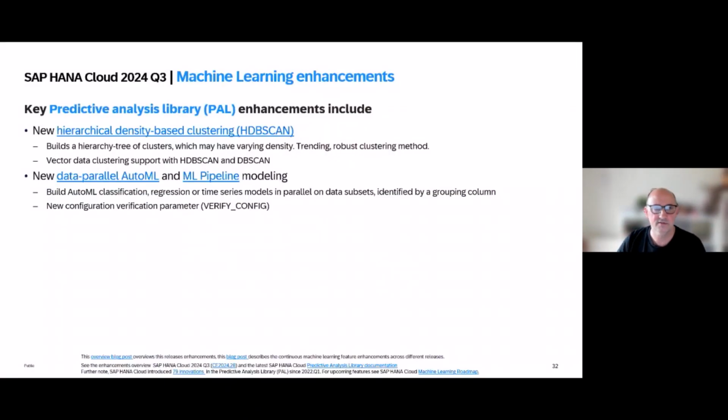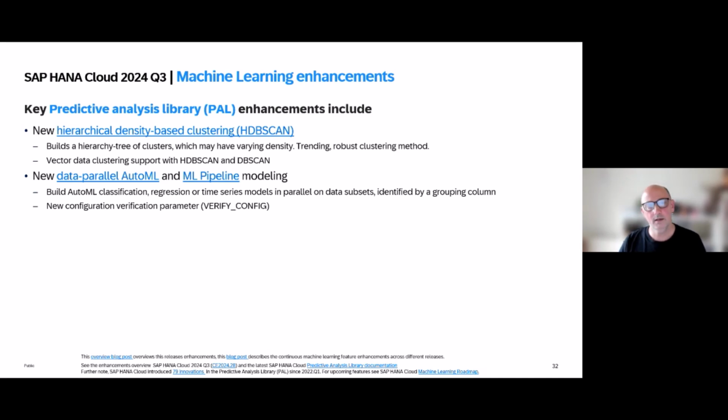All right, so let's have a brief look at the machine learning and AI functions update in this release. Our release highlights are, first and foremost, a new clustering function called HDBSCAN, hybrid density-based clustering. It's basically a variant of a very popular algorithm which we already provide in the Predictive Analysis Library, but it adds robustness, as it has the ability to build clusters of varying density. So it's more robust if your data is more diverse.